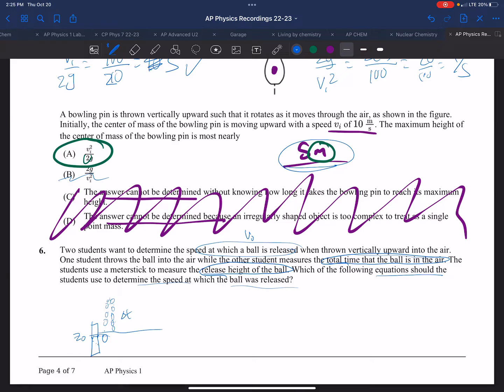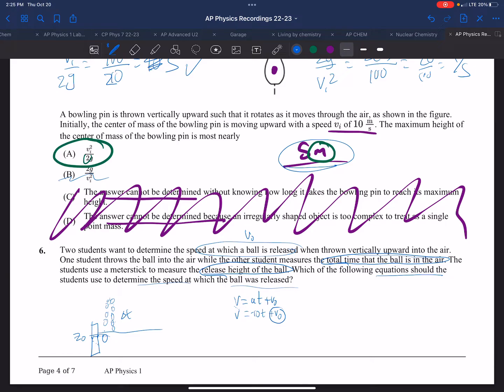So let's take a look at our relationships first. V equals AT plus V0. Now, we're going to do some thinking beforehand. If we use this, V is the instantaneous velocity, the acceleration is g, minus 10, and the total time in the air we could measure, plus V0. So we're looking for V0.